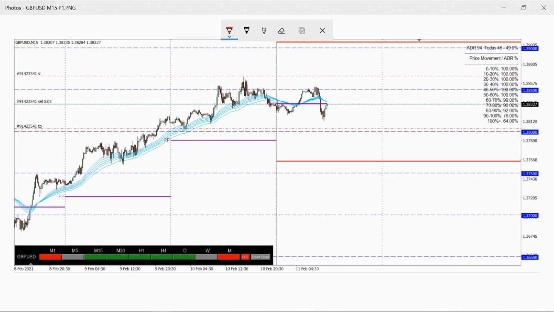The third indicator is the OGT round numbers level, which is signified by these blue dashes here.